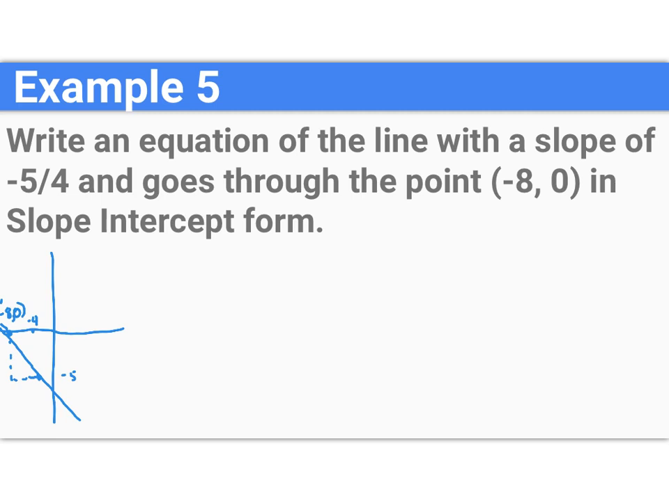Then we go down 5 again and over 4. And that will come through at -10. So our b is -10. And so y equals -5/4 x minus 10. The slope always multiplies the x.